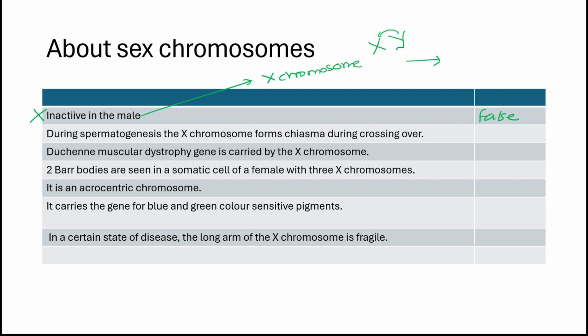During spermatogenesis, the X chromosome forms a chiasma during crossover. It's something like this. The X and the Y chromosome, usually the homologous pair, will form a junction in between. It is known as chiasma. It is something very temporary which allows crossing over of genes. Now this is evident in almost all the other chromosomes, but not in the sex chromosome usually. Chiasma can be formed and it will allow the crossing over of genes, but not usual. Therefore, the statement that during spermatogenesis the X chromosome forms a chiasma during crossing over is false.